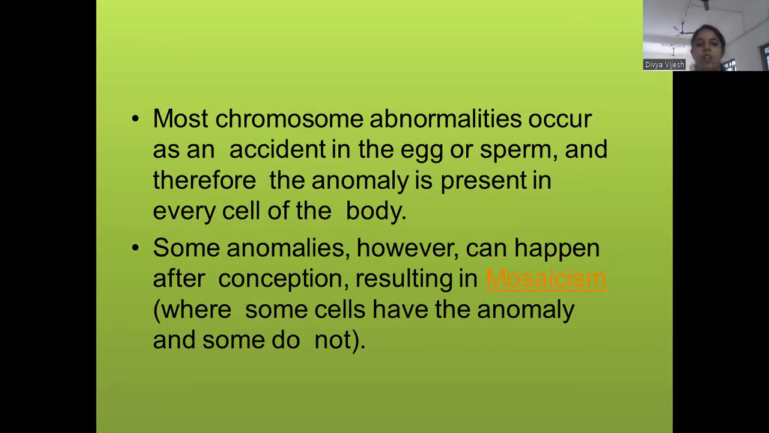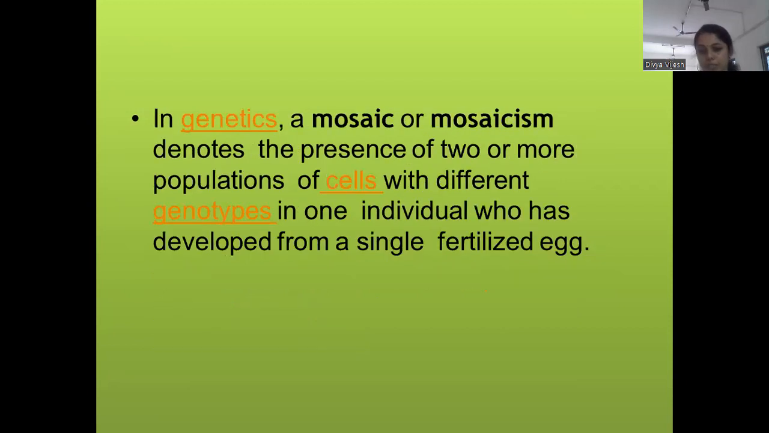Then most chromosome abnormalities occur as an accident in the egg or sperm, and therefore the anomaly is present in every cell of the body. Some anomalies, however, can happen after conception, resulting in mosaicism, where some cells have the anomaly and some don't. So that is the difference.